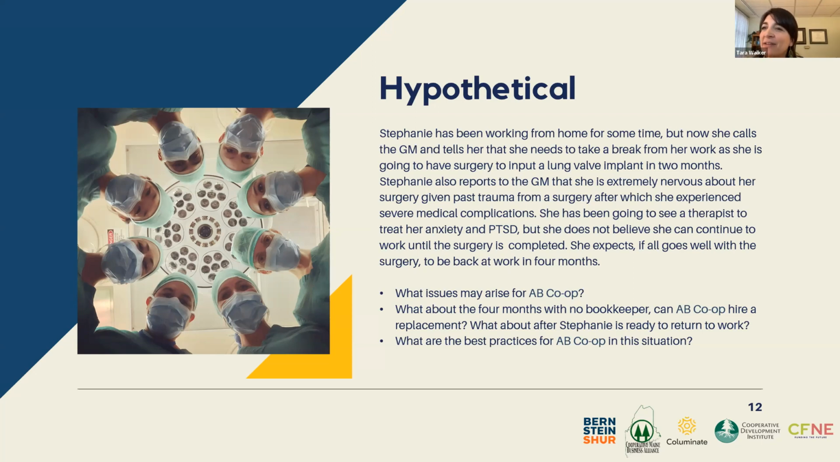Stephanie's been working from home for some time now. She calls the GM and says she needs a break from her work as she's going to have surgery to implant a lung valve, and that's going to take place in 2 months. Stephanie also reports to the GM she's really nervous about this surgery. She's had past trauma from a surgery when she experienced severe medical complications. She's been seeing a therapist to treat anxiety and PTSD based on those experiences, but she just can't work until that surgery is completed. So she's going to request leave, and if all goes well, she should be back to work in 4 months. So what issues do we have for AB Co-op?